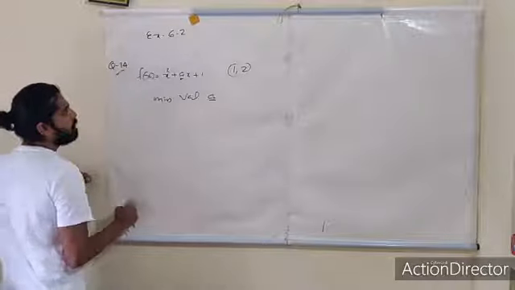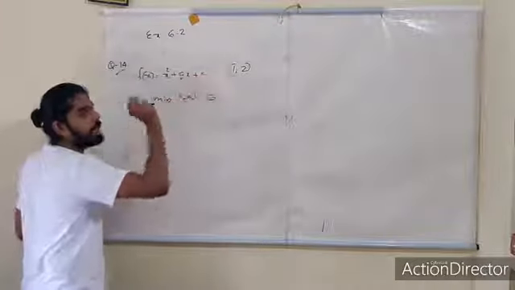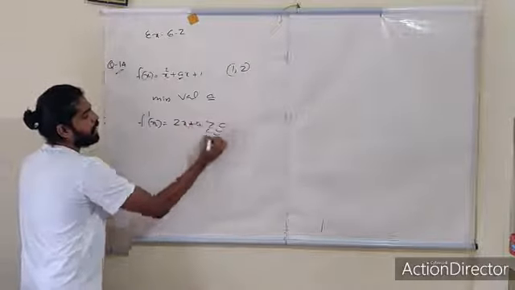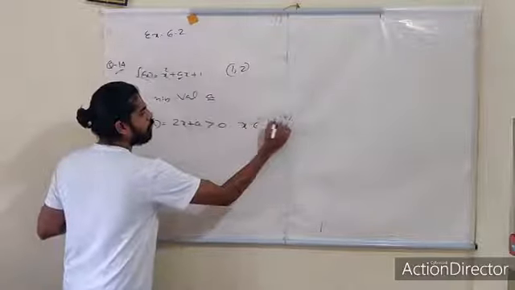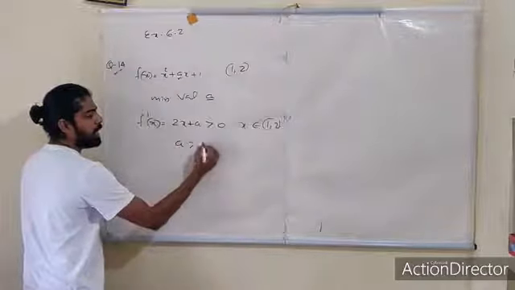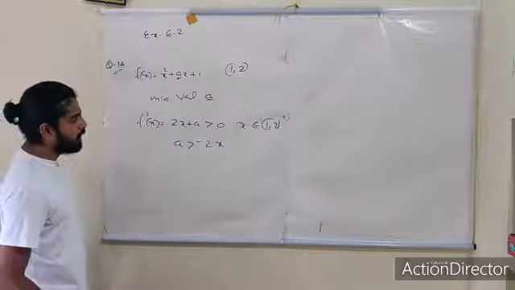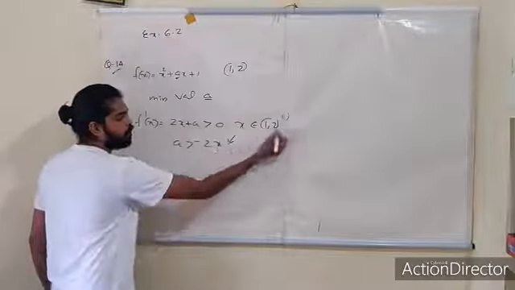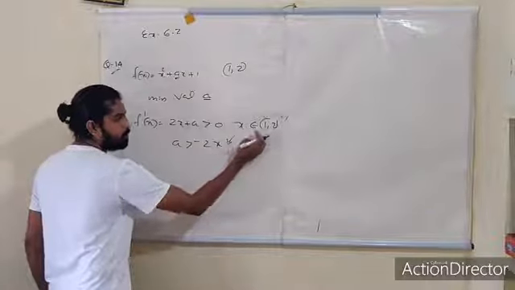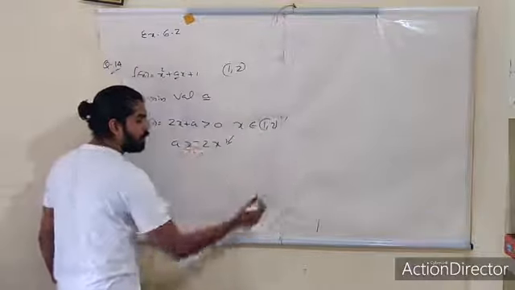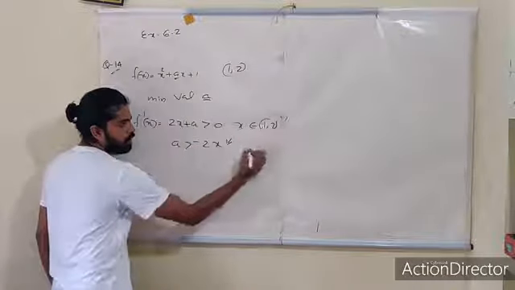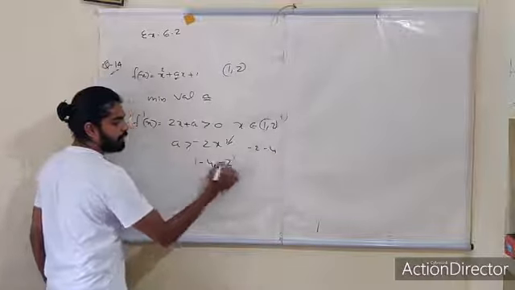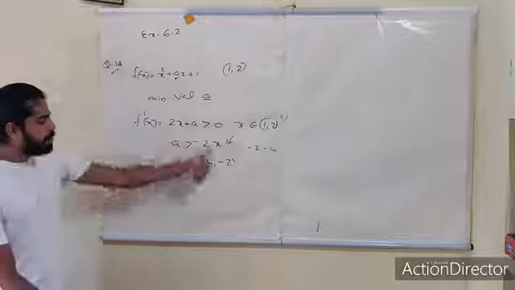Okay, so for the function to be increasing in this interval, f dash should be greater than 0 in this interval. That means f dash of x, which is 2x plus a, should be greater than 0 whenever x belongs to (1, 2). So a must be greater than negative of 2x. Here the value of x is between 1 and 2, so minus 2 into that value will lie between minus 2 into 1, which is minus 2, and minus 2 into 2, which is minus 4. So minus 4 to minus 2. So a must be greater than minus 4 to minus 2.